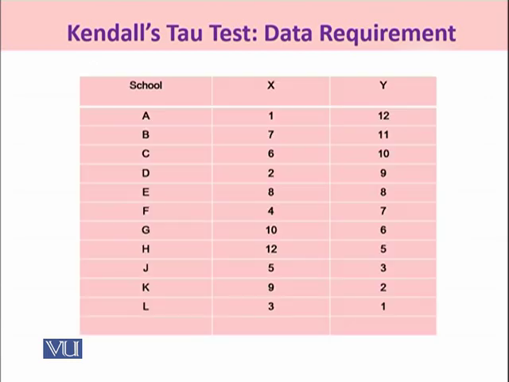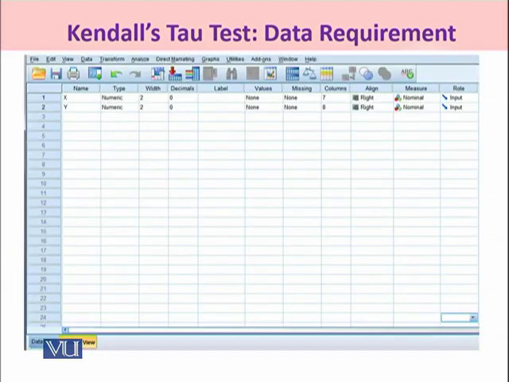Now, this is the data, students. As far as SPSS is concerned, we would be entering this X and Y column into SPSS, but before that, we need to define X and Y under the variable view of SPSS. As you can see, I have clicked onto the variable view. This is the window interface of SPSS, and the variable view is highlighted. At the very bottom, I have clicked onto it.